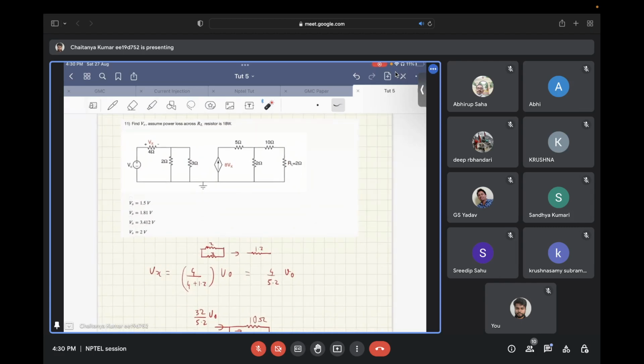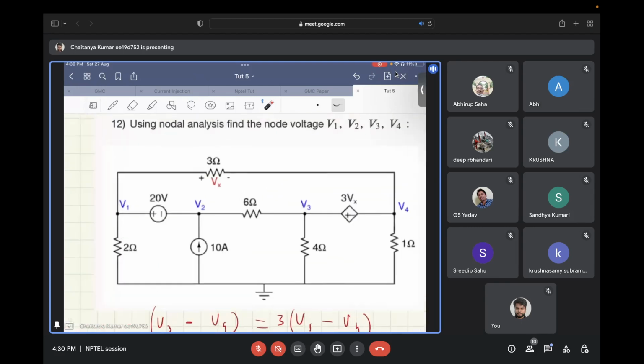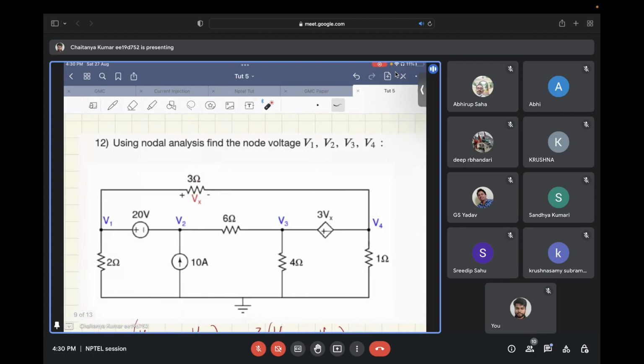Any doubt in this? Okay, so let's move to the next question. Now you need to find, using nodal analysis, the values of V1 to V4. I will give you around 1 minute. Please at least write the equations that you need to form for the nodal analysis, and you can solve this later, or maybe you have solved it, as this assignment's deadline has already passed.